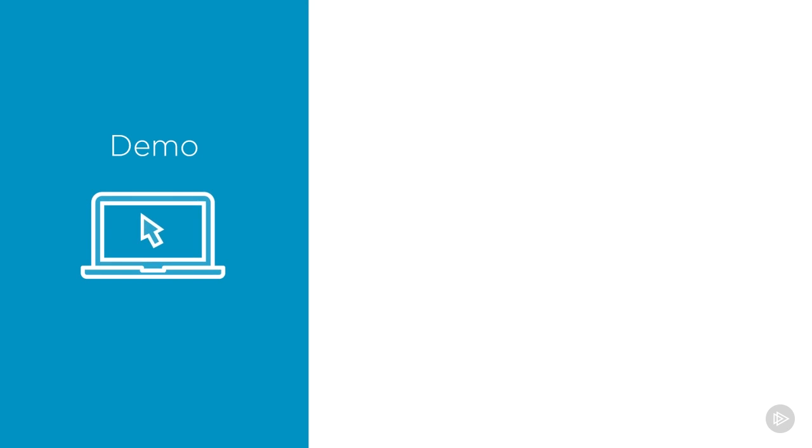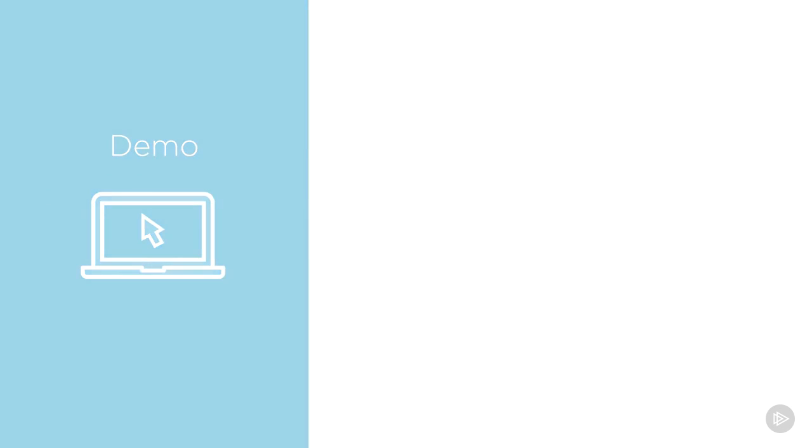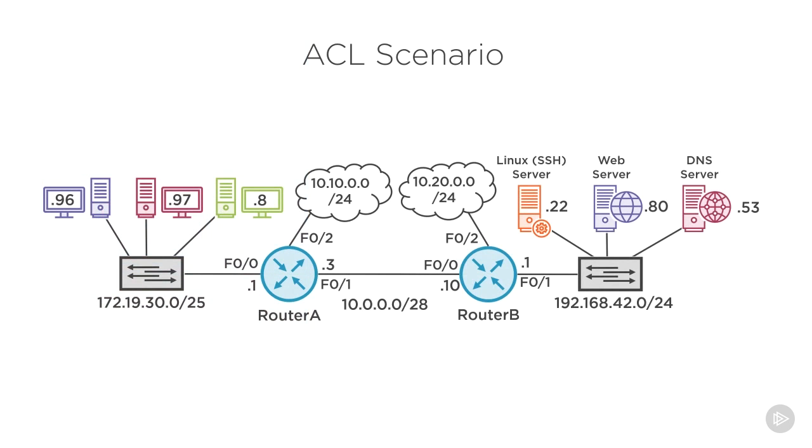Let's do one final demonstration to wrap up this access control list course. We're going to look at how to apply an access control list to restrict SSH access without actually applying it to the interface of a device. So we're going to use our same setup here.